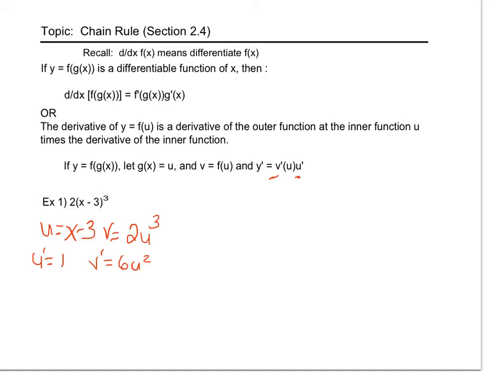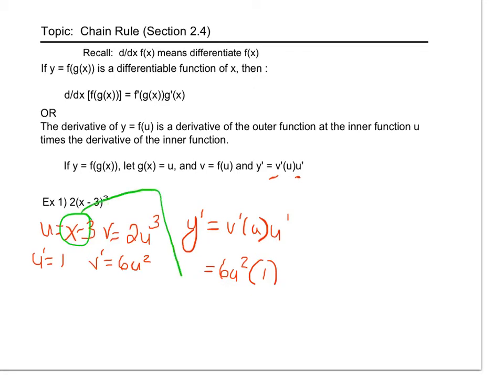Now according to my rule, my overall derivative for example 1 should be v prime of u, so v prime with u plugged back in, times u prime. That gives me 6u squared times 1. But because my original function was in terms of x's, I want my new function to be in terms of x's as well. So all that means is I'm going to put x minus 3 back in place of u, giving me a final answer of y prime equals 6 times x minus 3 squared, because I do not have to write the times 1.